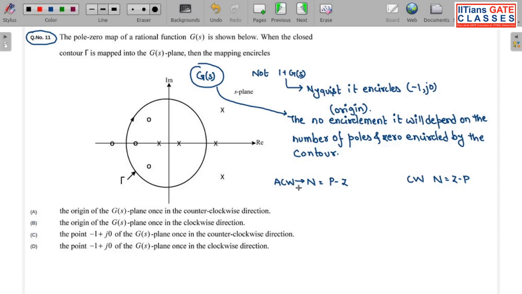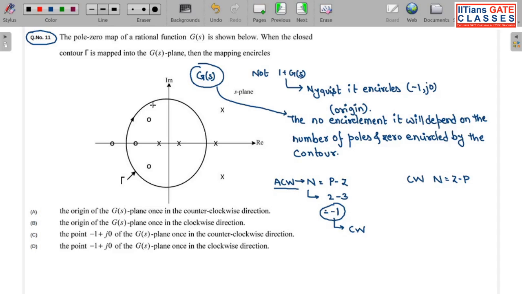So if I take any of the formulas, suppose I take this one, I have to find the number of encirclements. So how many poles are encircled by this contour? You can see it is 2. Okay, 2 poles. And how many zeros are there? Zeros are 3. So this comes out to be -1. So what does -1 mean? -1 means there is only one encirclement in the clockwise direction, not in the anti-clockwise direction. Here I have considered the formula for anti-clockwise, that is why the result I am getting is -1.